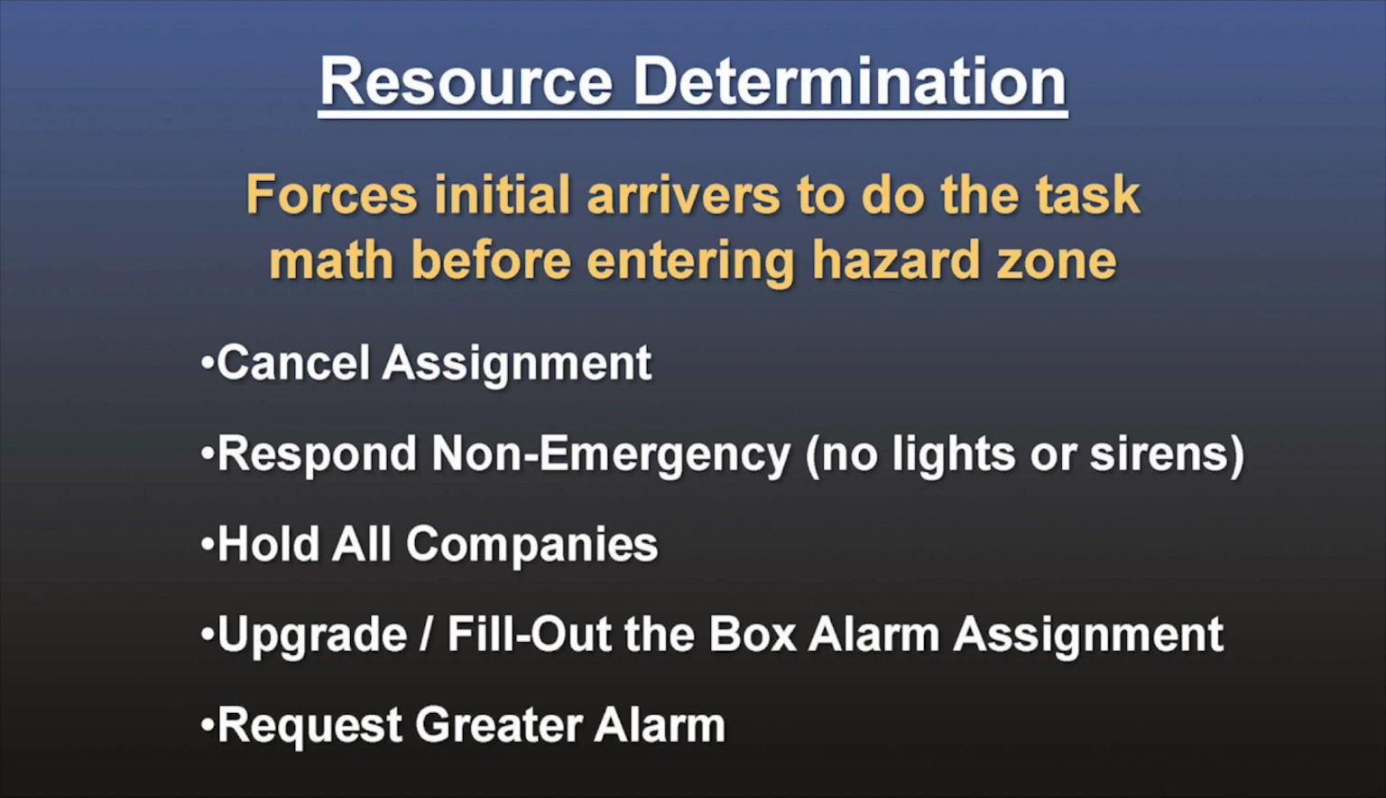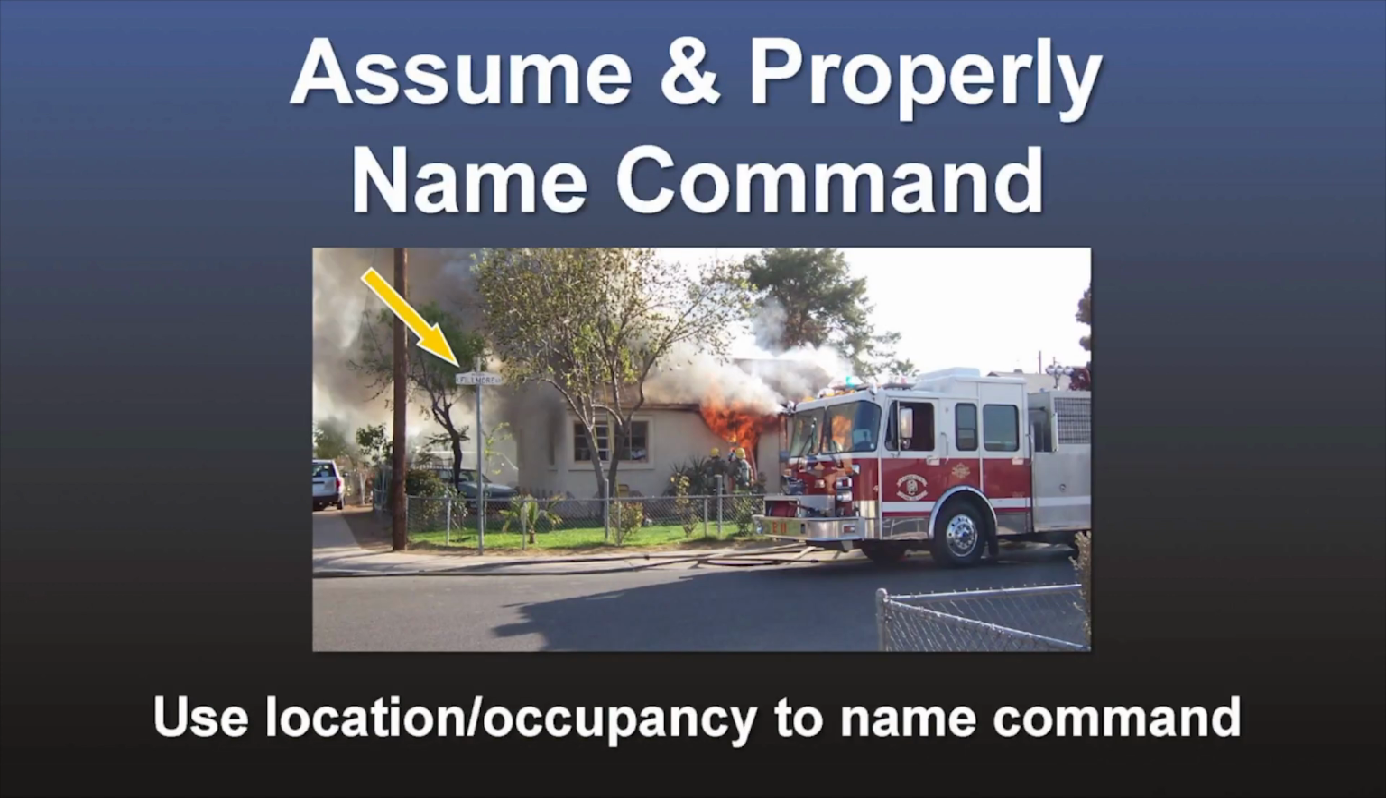One of the things that young officers tend to forget, but not always, is calling for the necessary resources early on in the event. The initial radio report forces us to make a resource determination early on in the event. This could be anywhere from canceling the alarm to calling for additional resources, such as a box alarm.